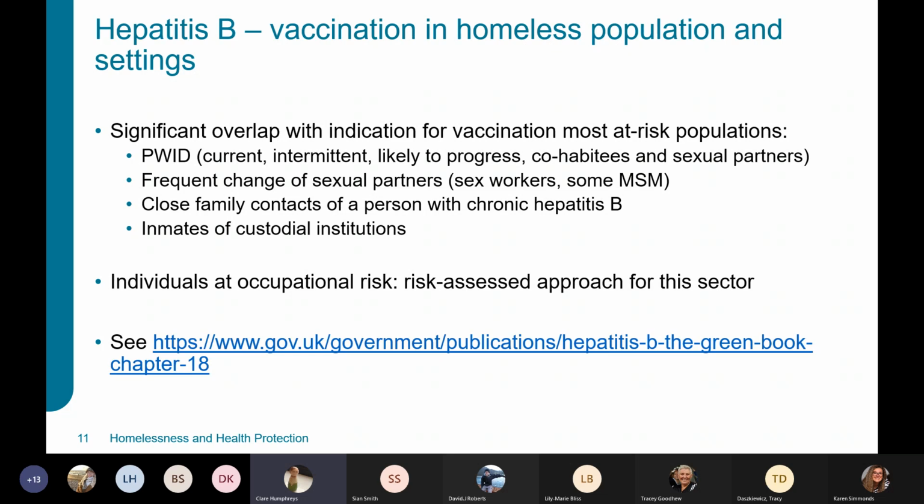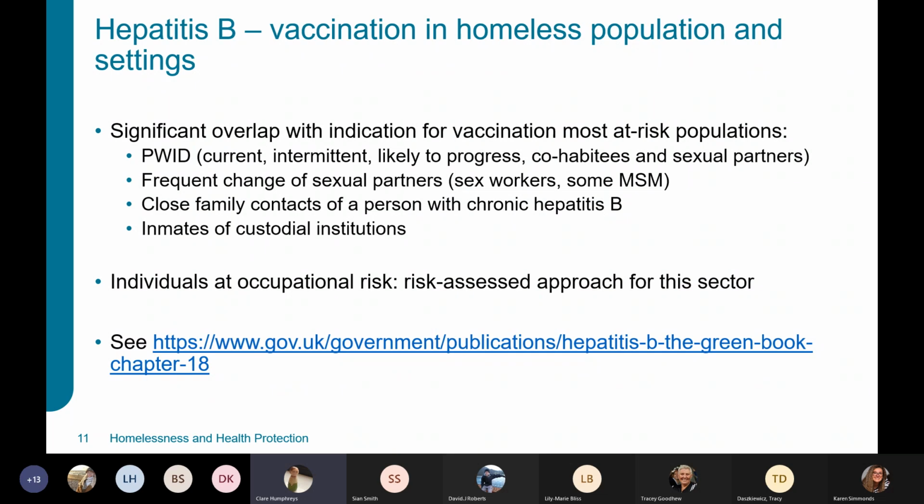So you'll find that obviously there's quite some overlap with homeless people in these populations, and it's really important that those at higher risk are offered vaccination as soon as possible. There's also individuals at occupational risk. So this would include, for example, healthcare workers and people working in prisons.